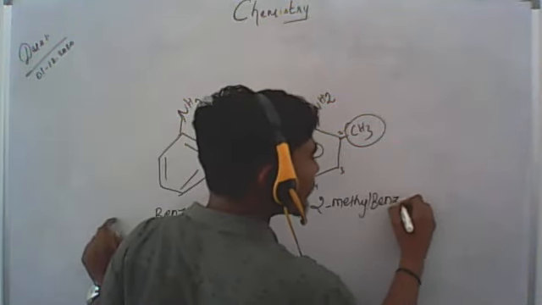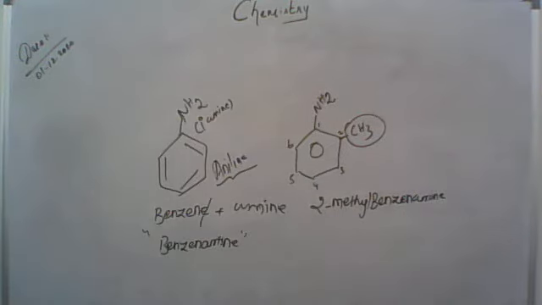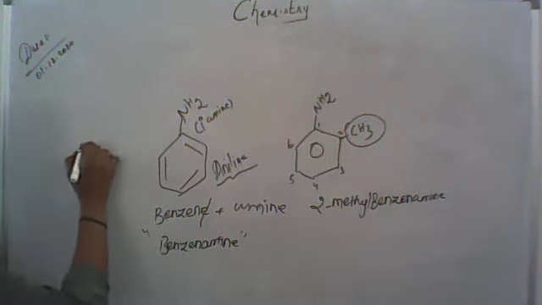2-methyl benzenamine. Okay, so this is the IUPAC name for this compound. 2-methyl benzenamine or 2-methyl aniline. And like this, I am going to write another one here.